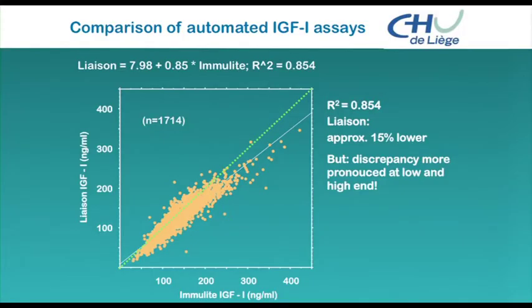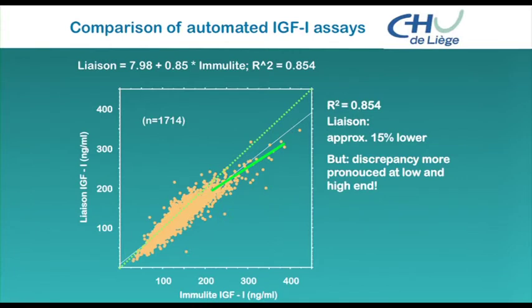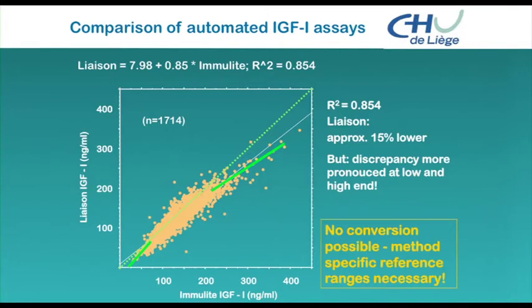If you want to correlate, for instance, 2 different instruments, this is the correlation between the Liaison from DiaSorin and the Immulite from Siemens. You see that you've got basically a 0.85 slope. So you say, okay, we could recalibrate one against the other, but that's not true, because when you look at the upper range and the lower range, you see that you don't have the same behavior. So you cannot recalibrate the kits one against the other. So you really need reference ranges for these IGF-1 kits.